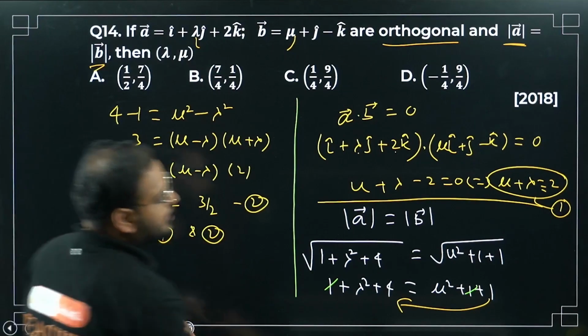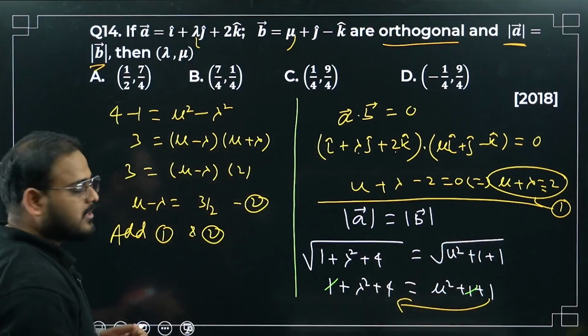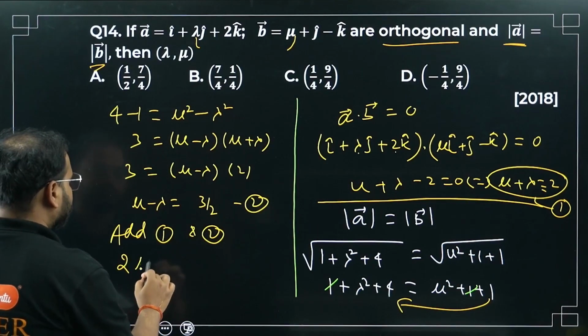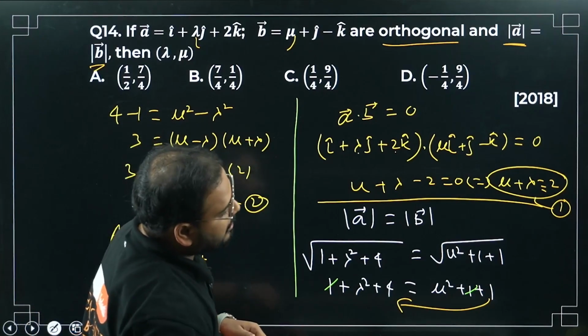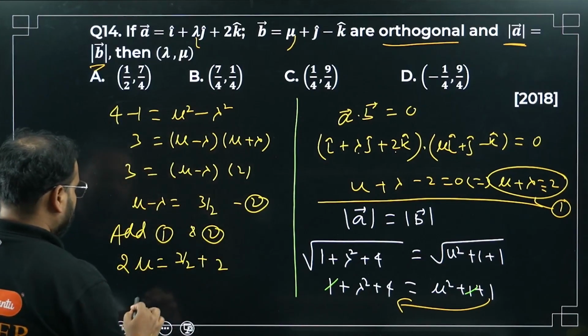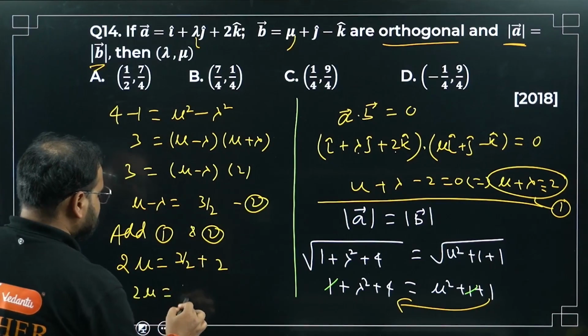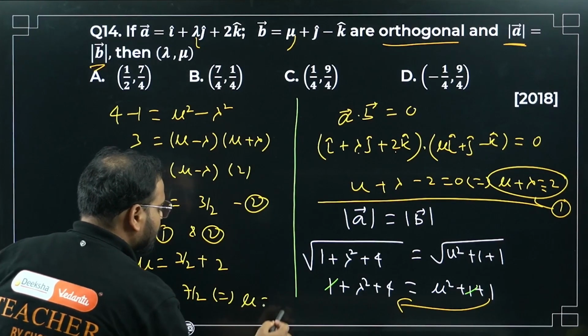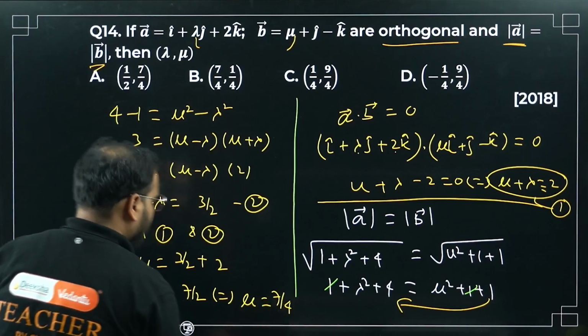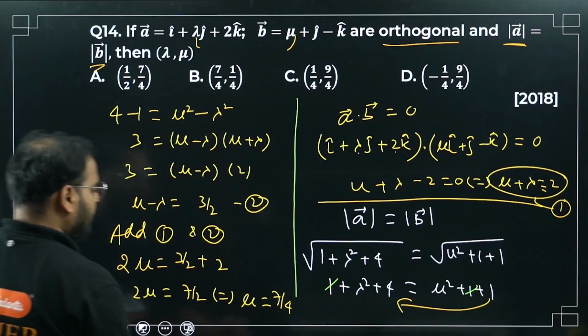Mu minus lambda and mu plus lambda. Lambda will be cancelled. What do I get? 2 mu, 3 by 2 plus 2. Please check. I get 2 mu equals 7 by 2. So what is mu from here? Mu equals 7 by 4.